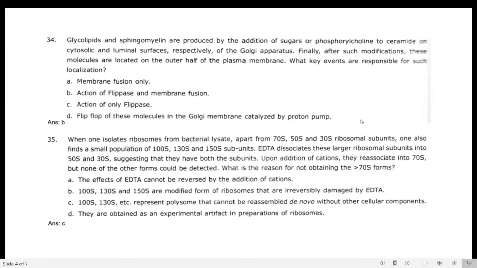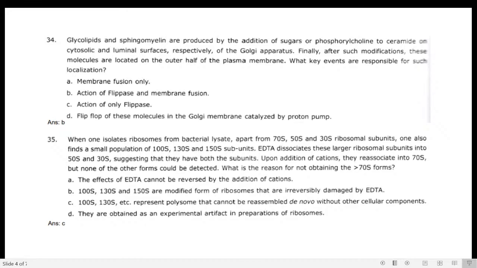Next question: glycolipids and sphingomyelins. If you are well versed in biochemistry, you may understand this concept. Glycolipids and sphingomyelins are produced by addition of sugars or phosphoryl choline to ceramide on the cytosolic and luminal surface respectively, in the Golgi apparatus. Finally, after such a modification, these molecules are located on the outer half of the plasma membrane. Then what key event is responsible for such a localization? What is the localization process? Whether they are moving towards the internal or external part.